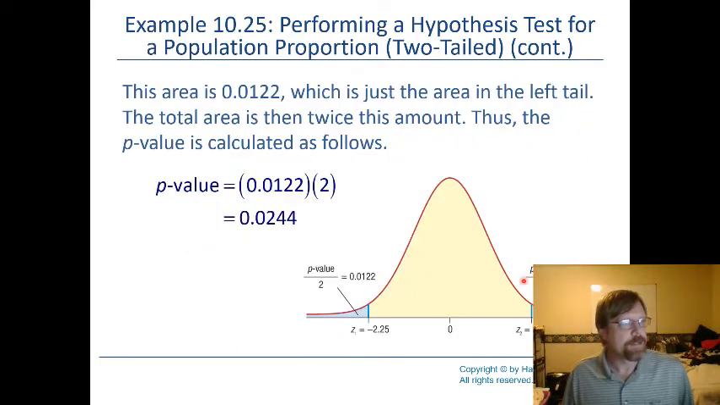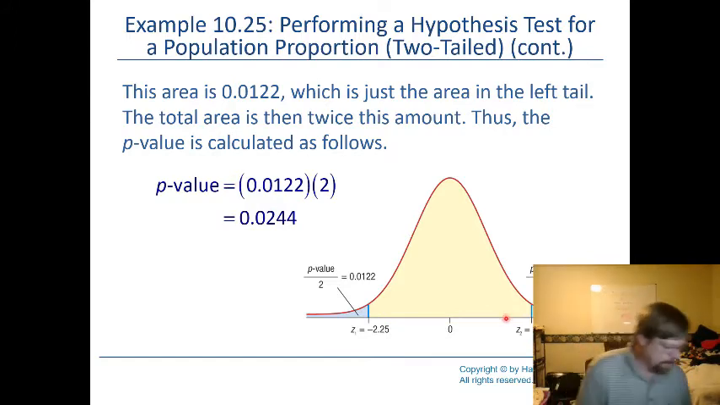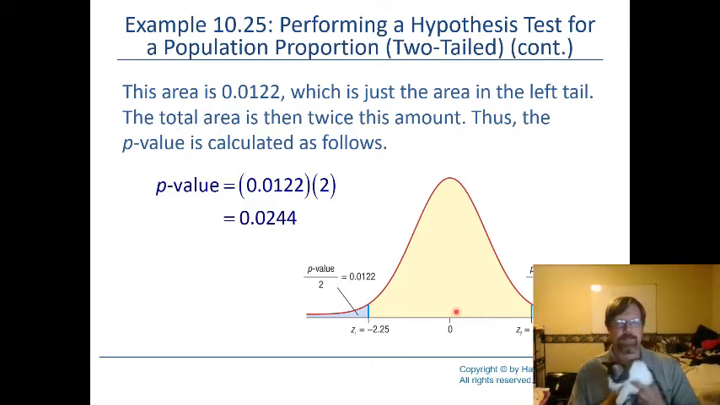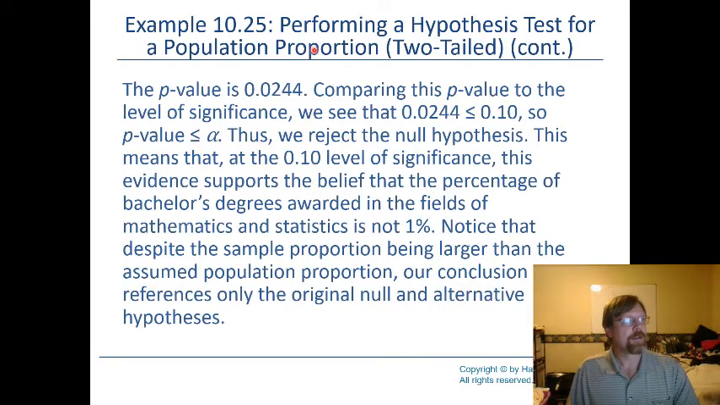As such, we can look up 2.25 in the table and multiply that by 2. We get 0.0122 for one side. So that's 0.0244. Looking at this, we've got our p-value of 0.02, which is less than the 0.1 level of significance, so we can reject the null hypothesis. And yeah, the reality is likely something different than 1%.